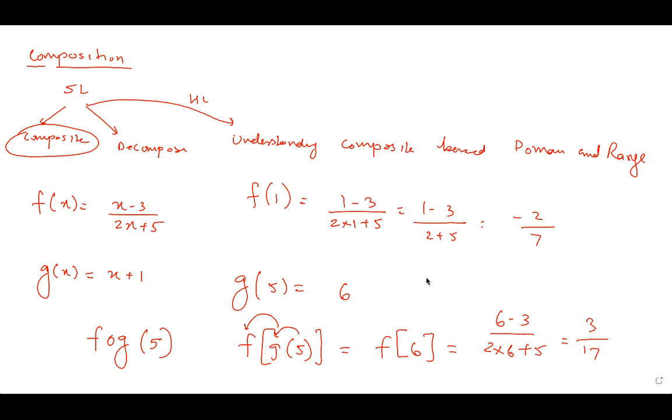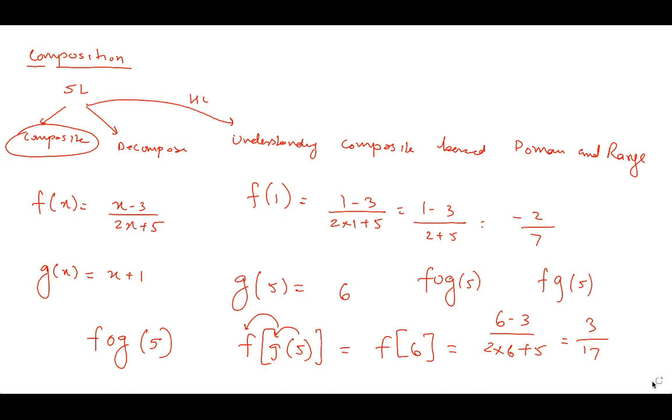Sometimes you'll see fg of 5, sometimes you'll see fg5. They all mean the same. It doesn't mean that they're multiplied or anything. f of g of 5, fg5, f big bracket and then g of 5, they all mean the same: you start by getting g of 5 first, and then go into f. So this is a basic example of the composite function.